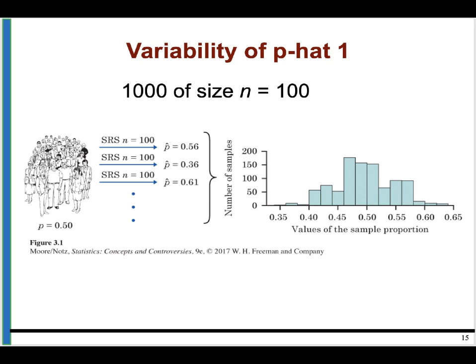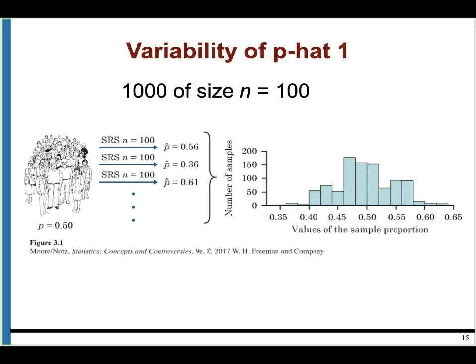What we're going to be doing in statistics is thinking about how the samples vary from one sample to another. Even though we typically only take one sample, we need to understand what would happen if we were to take lots of samples. So imagine we have some population and the true population proportion is 0.5.